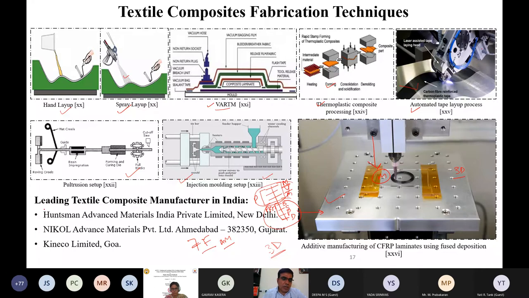I also thought I would quickly give you some vendors' names in India. Not many are there. Raw material is mostly imported for textile composites, but there are companies like Kanako in Goa, Nicole, and Hindustan Advanced Materials Private Limited in New Delhi. If you just tell them, they can make your samples for you for the fabrication, or maybe they are catering to industries also.